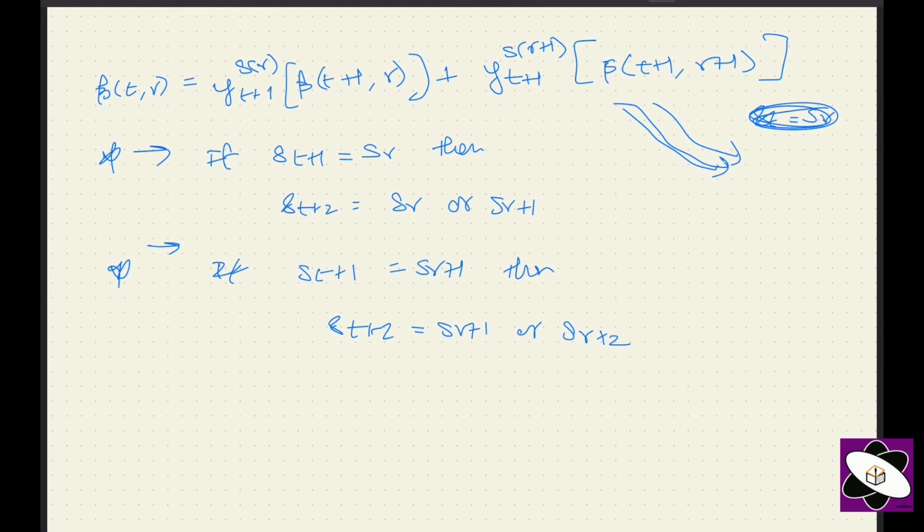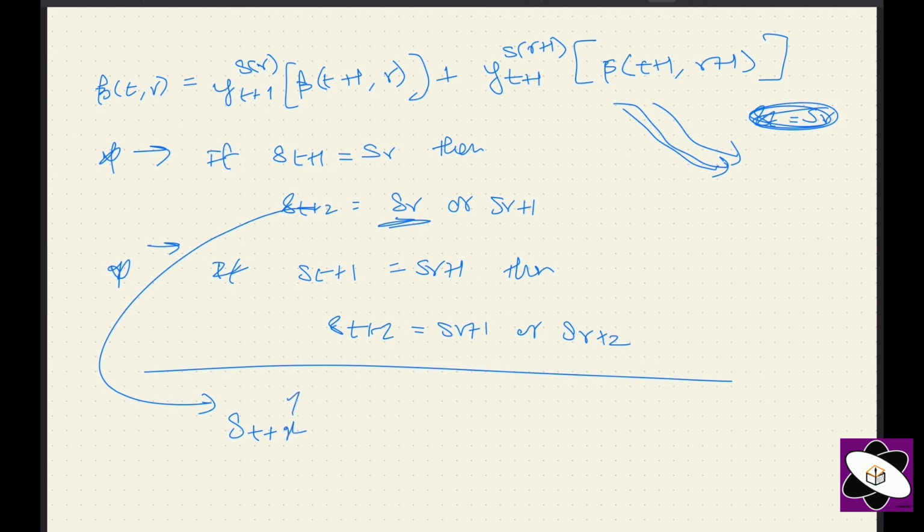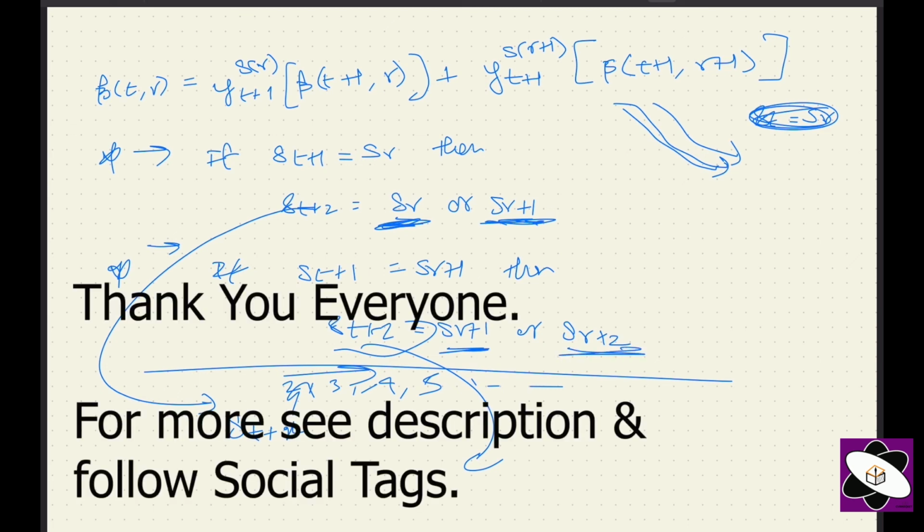So again, if s_{t+2} is equal to s_r, we can write s_{t+3} or s_{t+4}, s_{t+x}, it can range further, like 2, 3, 4, 5, 6, 7, 8, 9, 10, something like that, it goes on. So if it is s_r, the next one can be s_r or s_{r+1}. If it is s_{r+1}, the next one can be s_{r+1} or s_{r+2}. If it is s_{r+2}, it can be s_{r+2} or s_{r+3} or s_{r+4}, it will go on like that. So that's the case.